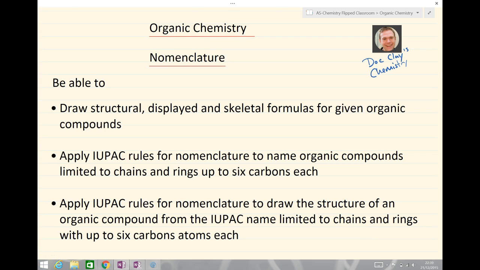So by now you should be able to draw structural, displayed and skeletal formulas for given organic compounds, apply IUPAC rules for nomenclature to name organic compounds limited to chains and rings up to 6 carbons each, and apply IUPAC rules for nomenclature to draw the structure of an organic compound from the IUPAC name limited to chains and rings with up to 6 carbon atoms each.